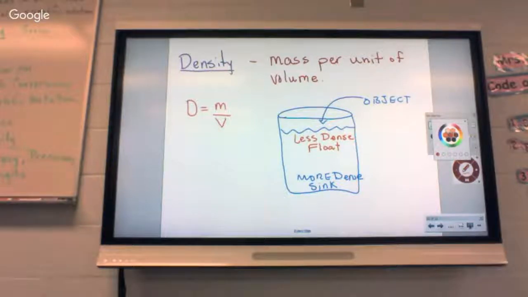So, at some point in driver's ed, you probably talked about when it rains, when was the most hazardous time to drive? When it first starts to rain, because the oil and stuff floats up. The oil is less dense than the water, so it's coating the surface of the road and makes the road more slippery. If you buy an oil and vinegar salad dressing, the oil floats. You have to shake it up so that it mixes with the water again, because that oil is less dense. It's going to float. Okay? That is about density.